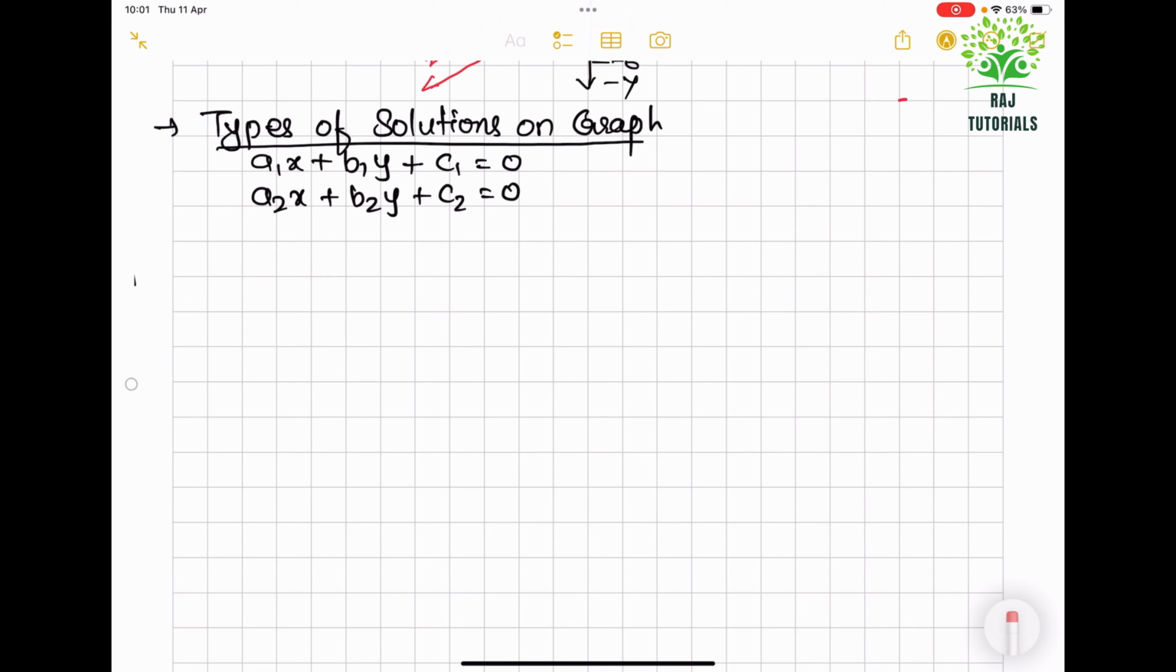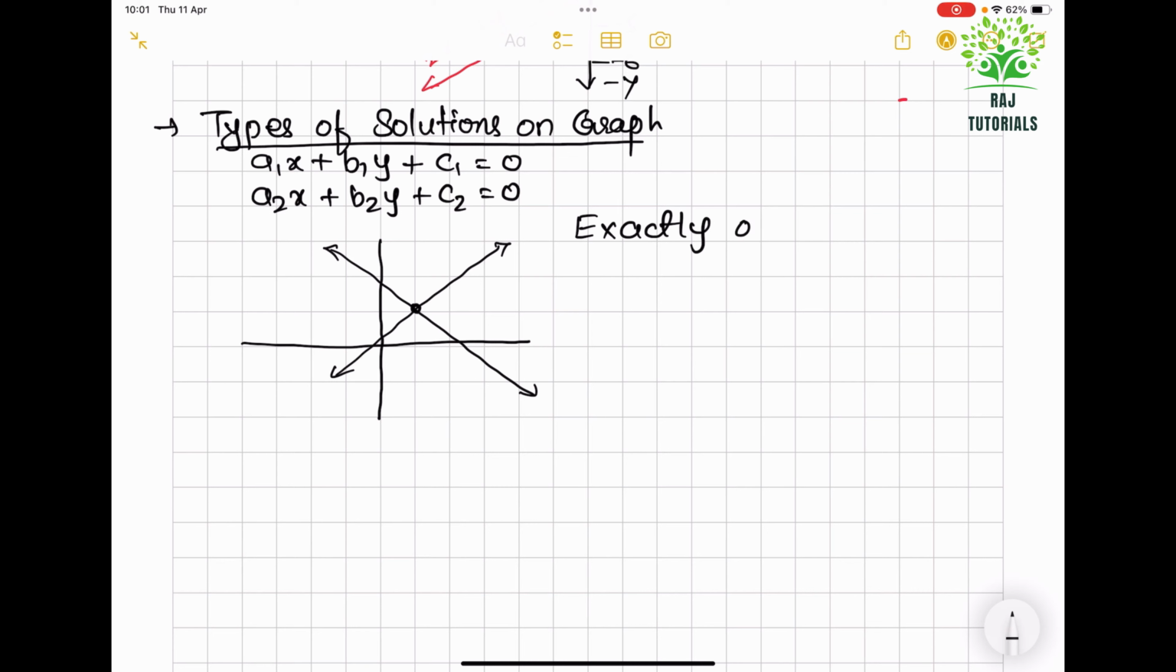The first one is, see, first I am drawing how it will look and then I will explain you. So suppose any two lines are cutting at one point on the graph. So at this point they are cutting. So we can say exactly one solution, because I can't say they cut at more than one point. It is not possible for straight lines to cut each other at more than one point.